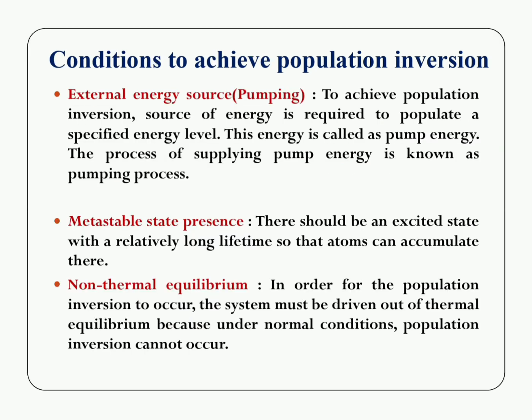What are the conditions to achieve population inversion? The conditions given here are external energy source, which is in the form of pumping, metastable state presence, and non-thermal equilibrium. External energy source or pumping. To achieve population inversion, a source of energy is required to populate a specified energy level. This energy is called pump energy. The process of supplying pump energy is known as pumping process.